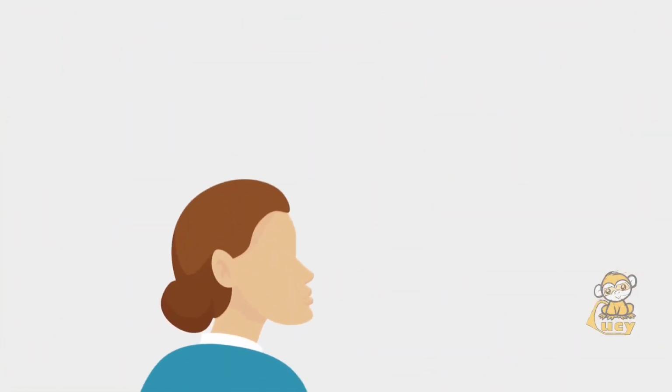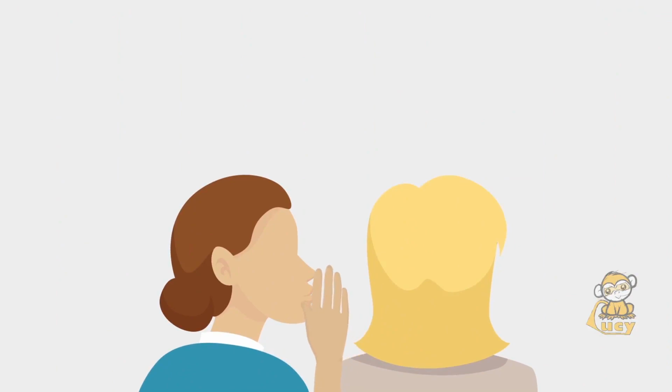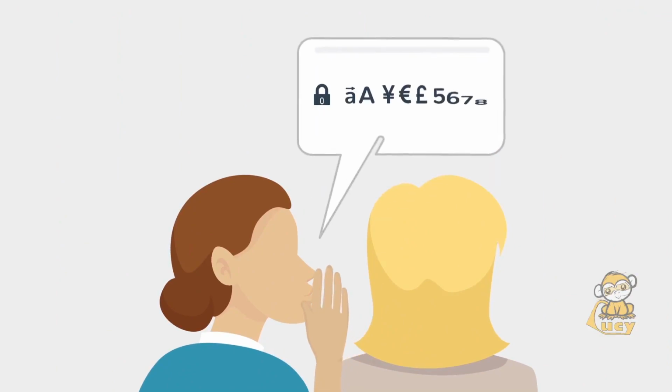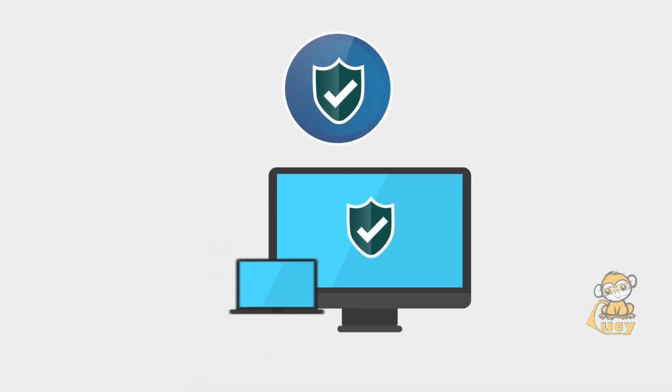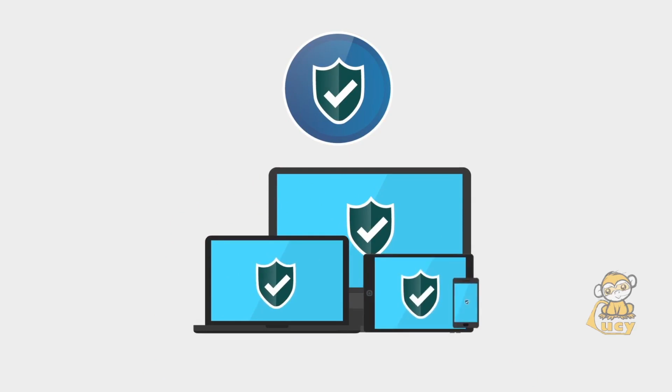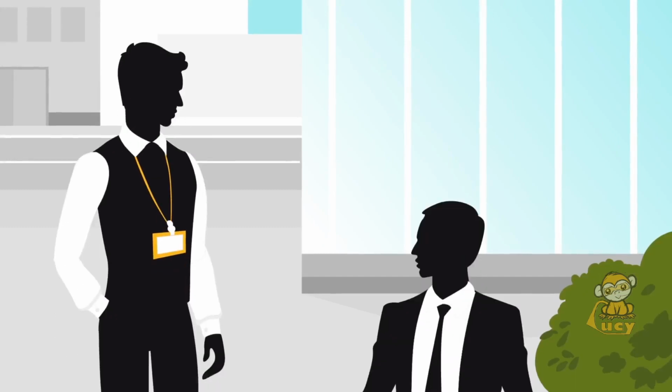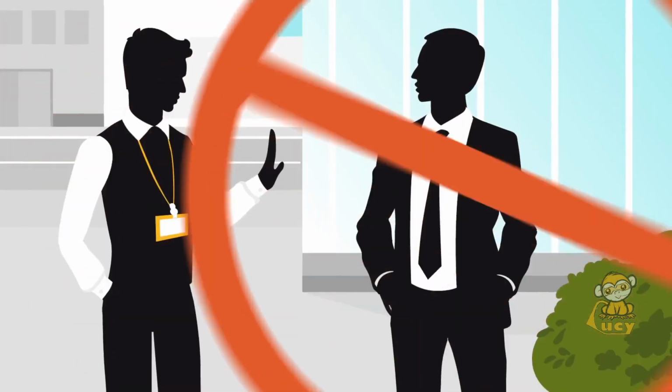Tip number 3. Don't share any personal or company data before you verify the identity of the person asking and the reason they need the data. Tip number 4. Secure all your computing devices with antivirus software, firewalls, and email filters, and keep those up to date.